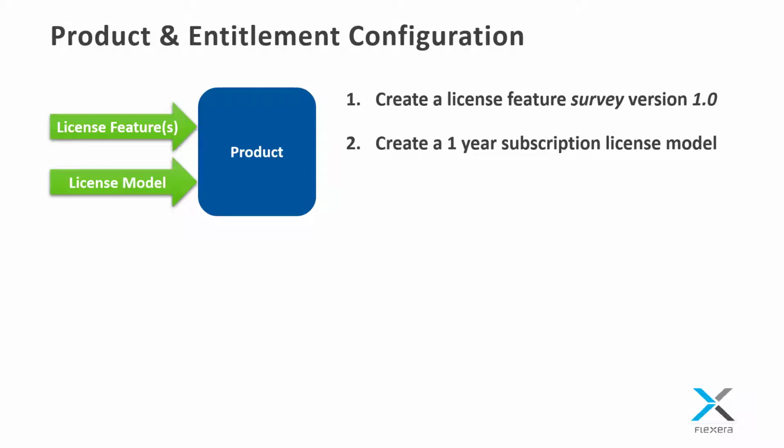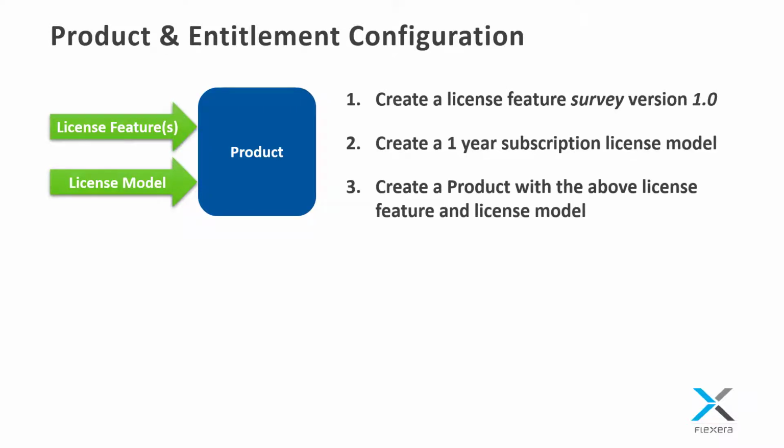Next, we'll create a license model for use with our product. There are many different types of license models, such as trial, permanent, subscription, and usage-based. We'll create a one-year subscription model to start. We'll then create a product using the newly created license feature and license model.